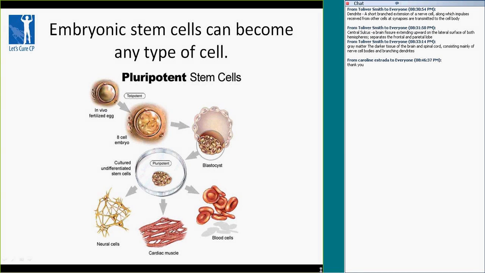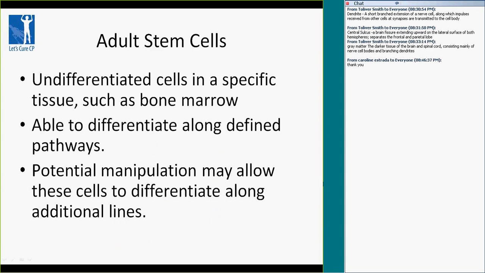This is just a quick slide demonstrating embryonic stem cells becoming any type of cell. So we have the blastocyst, and the cells from the blastocyst are taken out and put into culture. And under certain conditions that we manipulate in the lab, we have demonstrated they can become neural cells, cardiac muscle cells, blood cells, many different types of cells. Next slide, please.